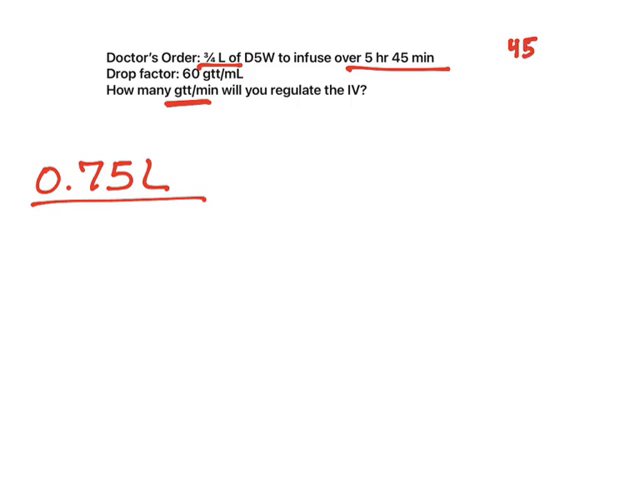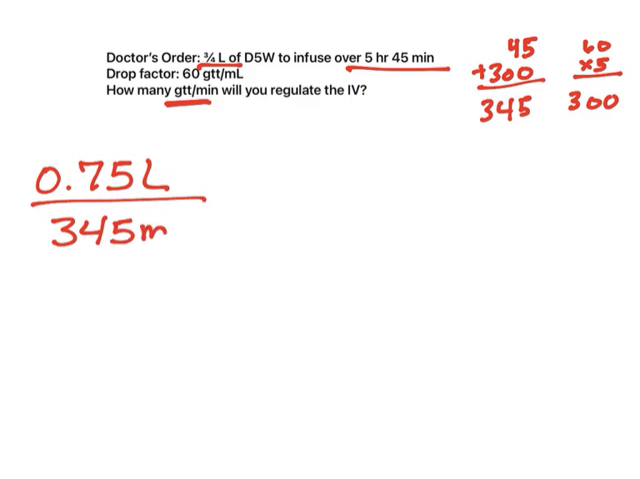Now, we know that for every hour, it's 60 minutes. So what you would have to do is you would do 60 minutes times 5 hours, right? So that would give us 300 minutes. And we're going to add that to the 45 minutes we have. So 345 minutes is the same as 5 hours and 45 minutes. So we're going to take that 345 and bring it over here into minutes.